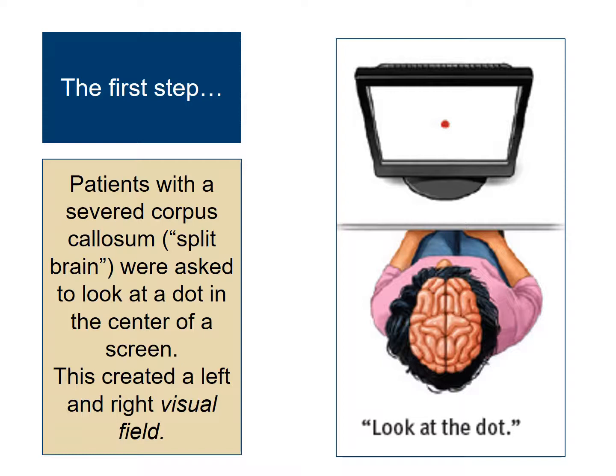So the first step is patients with a severed corpus callosum, i.e. split brain, were asked to look at a dot in the center of a screen. By looking at the dot in the center of the screen, what that did was create a left and right visual field. So the left of the dot, right of the dot.